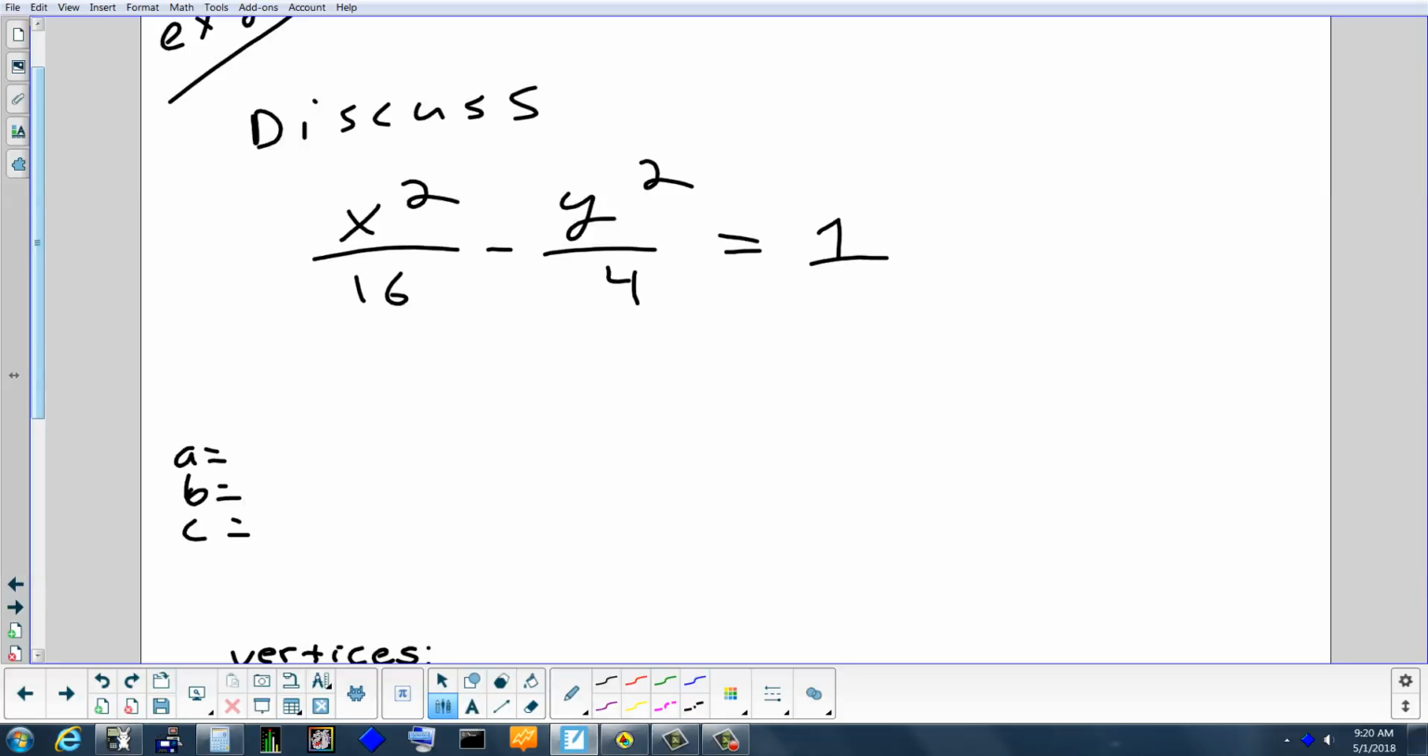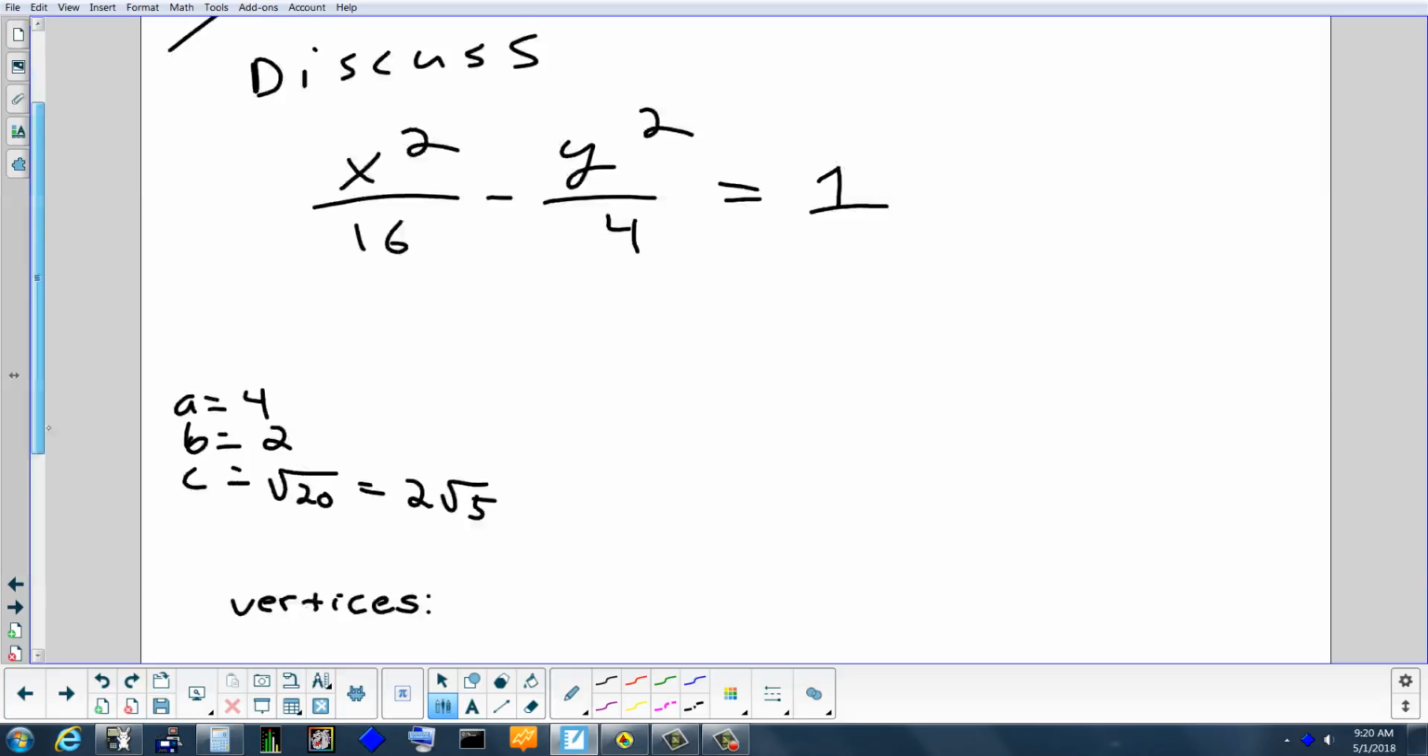Shauna, what's A in this case? Yep. A is the square root of 16. Dylan, what's B? 2. And C is the square root of A squared plus B squared. It's the square root of 16 plus 4, so square root of 20. Which we can simplify. Square root of 20, what does that reduce to? 2 square roots of 5.